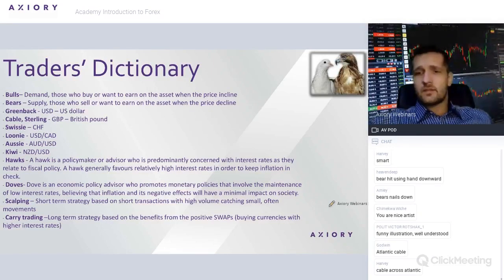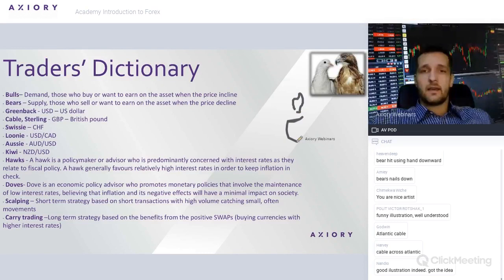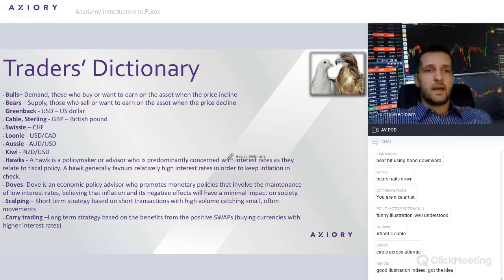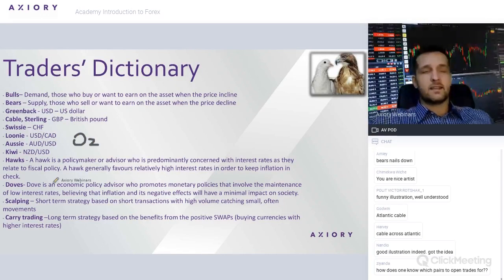Cable across the Atlantic. When they were sending data from the UK in Europe to the United States, it was done by a cable on the bottom of the ocean. That's why it's a cable. What do we have there? Swissy, Swiss franc. Loonie, American dollar to Canadian dollar. Aussie, Australian dollar to American dollar. Kiwi, New Zealand dollar to American dollar.